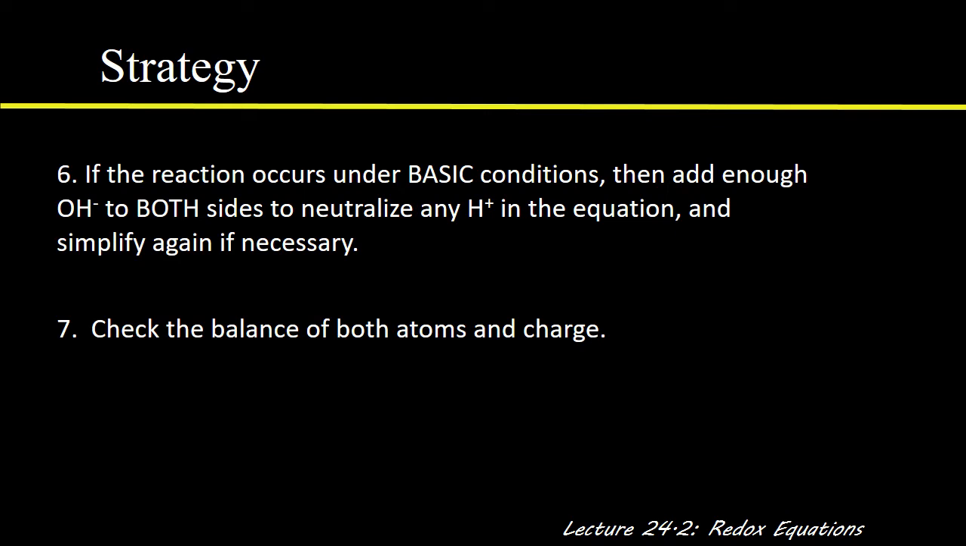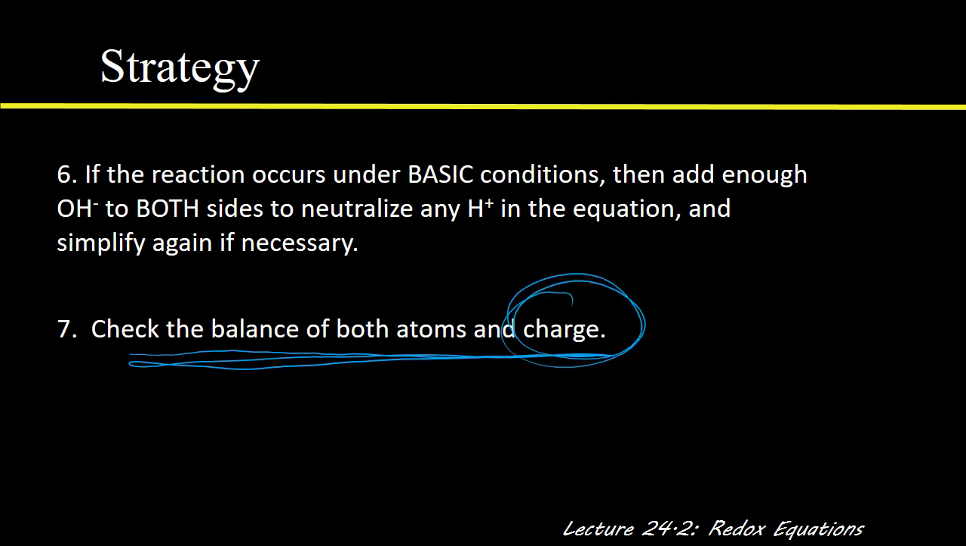Then when we're done, the final step is to check the balance. In this case, we're going to check the balance not just of all of the atoms, but also the total charge. It's important to note when you're balancing that the charge doesn't have to be 0 on both sides. It doesn't have to be neutral. The only thing that has to be true is that it has to be the same on both sides. If it's +6 on the left and +6 on the right, that's fine. Now let's look at an example.